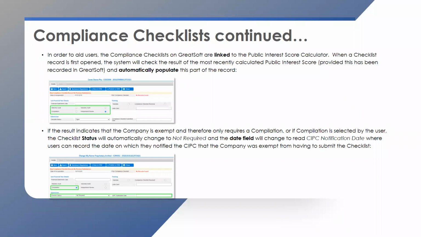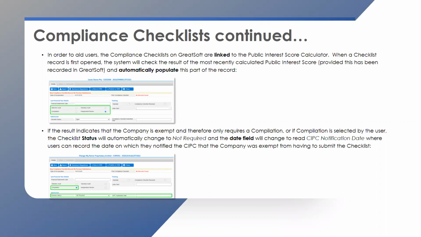So you'll notice, obviously, I'm sure some of you, if not quite a lot of you, have already started using the checklist records on GreatSoft. But if you do use the public interest score calculator on GreatSoft, you will notice that the two are actually linked to each other. Because the public interest score calculator will determine whether the company's financial statements have been audited or independently reviewed, that is, of course, very, very critical in terms of whether the compliance checklist is required or not of that company.